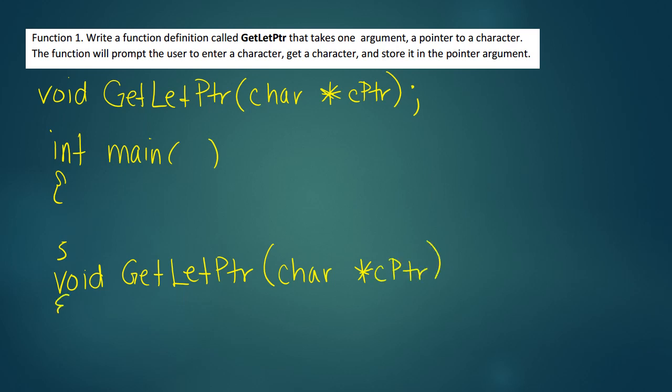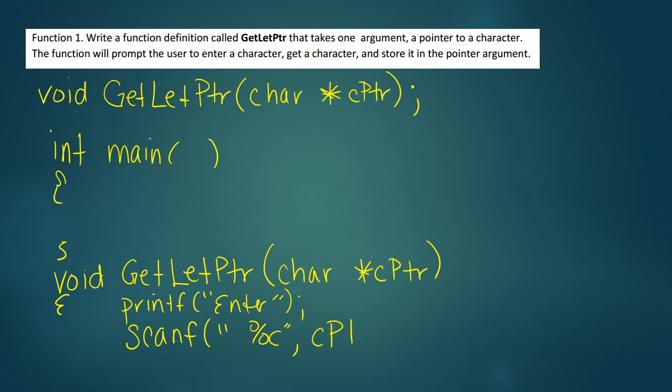So this function will prompt the user to enter a character, get a character, and store it at that location. So you just printf, enter, and then scanf directly into it. Remember, if it's a character you put the space. And since CPTR already is an address, you don't need address of.